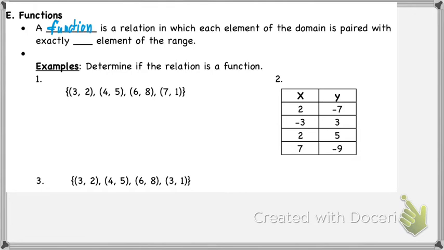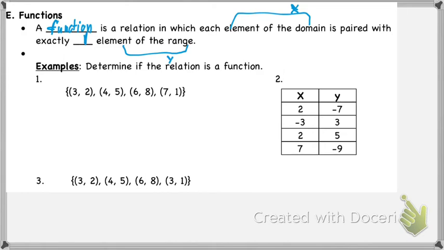Okay? So a function is a relation in which each element of the domain, those are our x values, is paired with exactly one element of the range, and those are our y values. It might be a good idea to write that in there. The domain's the x value, so an element is just one thing of it. So any x value is paired with exactly one element of the range, so one y value. And we'll learn what we mean by when they are paired with exactly one.